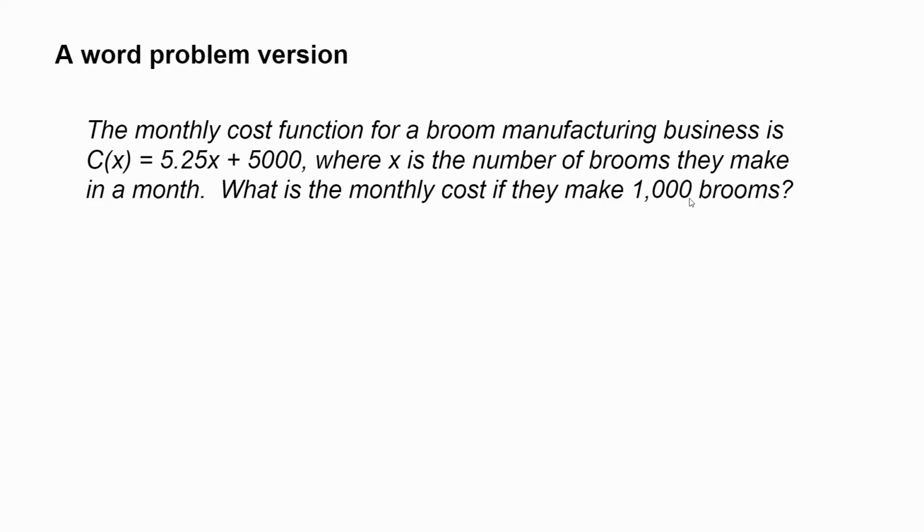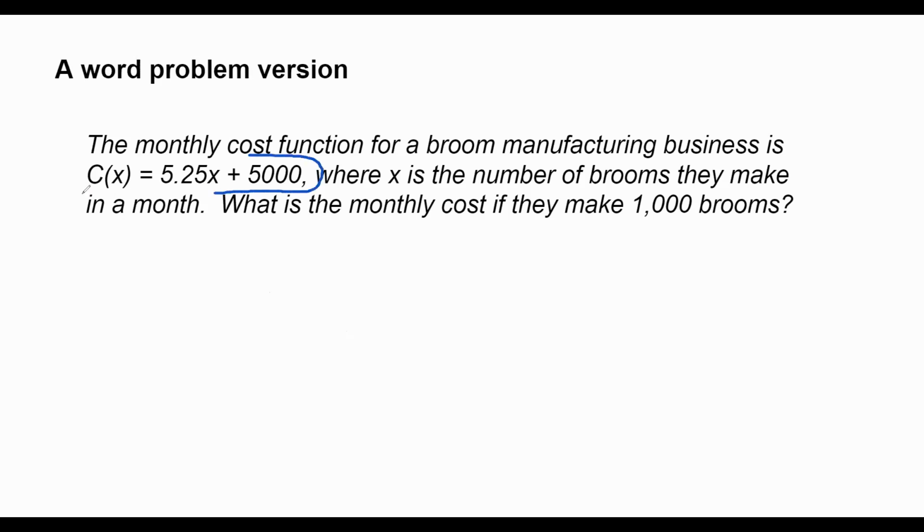Now, there's word problems that will involve functions. These tend to involve a lot of words, so it's important that you be able to identify the part that you need. So that's what we're going to focus on in these two word problem examples. So the first thing is to identify the function. The monthly cost function for a broom manufacturing business is C of x equals 5.25x plus 5,000. So let's pull that out of this word problem because that's our function.